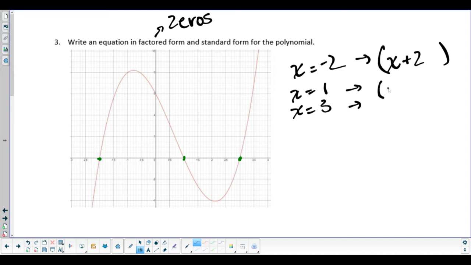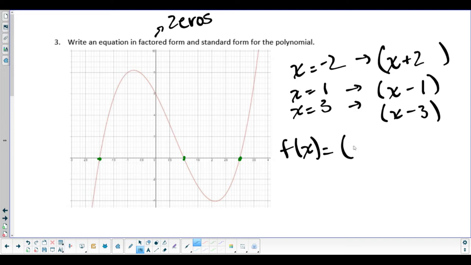And then for this one as well, it's going to be the opposite, x minus 1, and then x minus 3, right? And if we just jam those all together, then we have factored form, which means that, let's call it f of x, our function, is equal to x plus 2 times x minus 1 times x minus 3. And that is our factored form equation, okay?